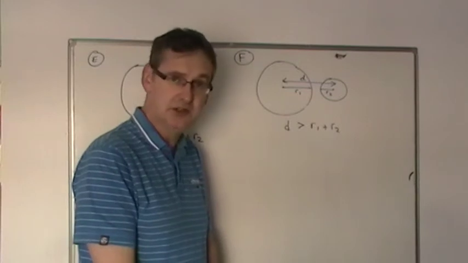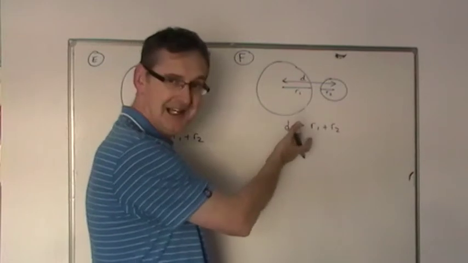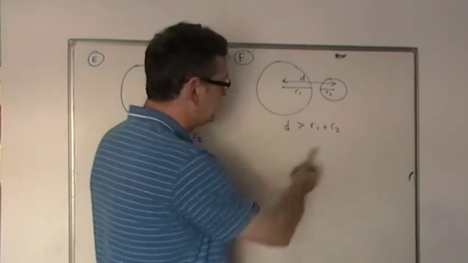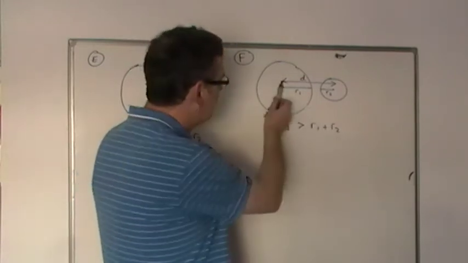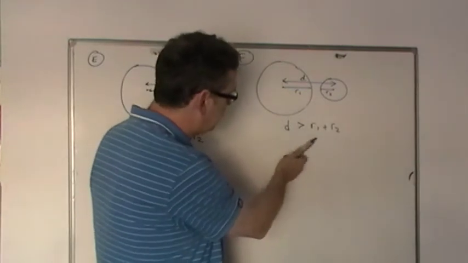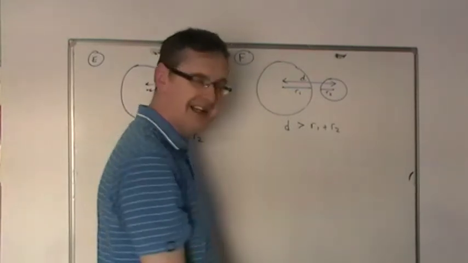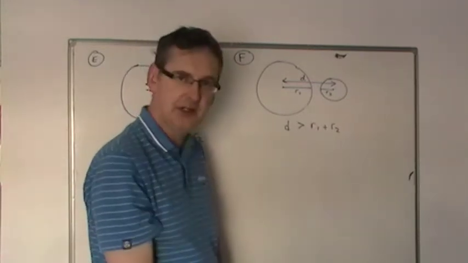So if you want to show that two circles do not intersect and they are external to each other, you work out the radius of the first, you work out the radius of the second, you add them together, then you work out the distance apart of the two centre points, and you show that the distance apart must be bigger than the two radii added together. And then that will prove that situation.